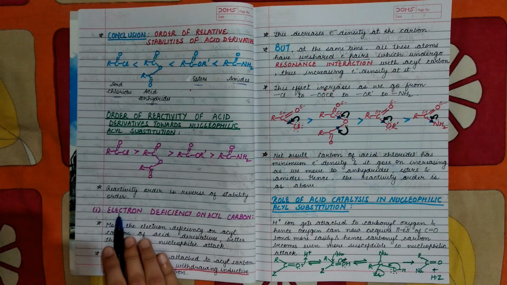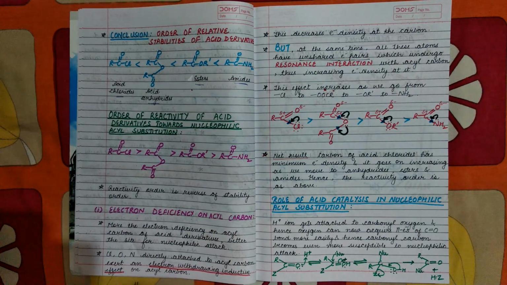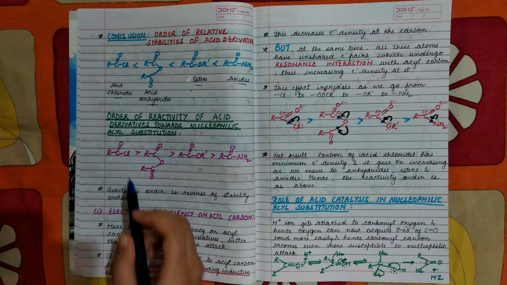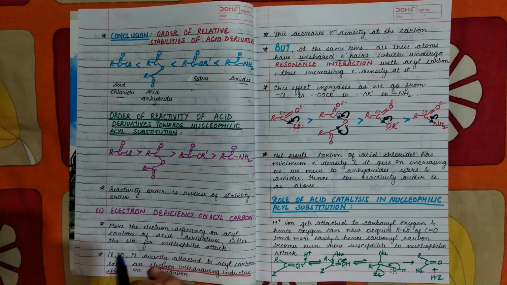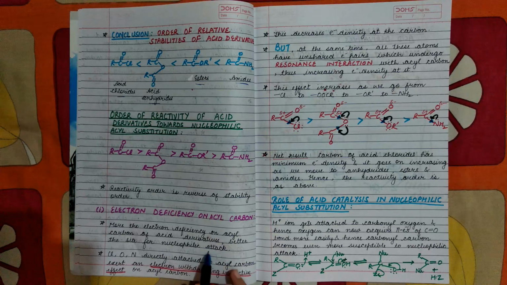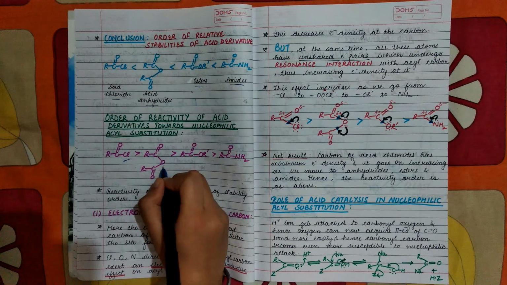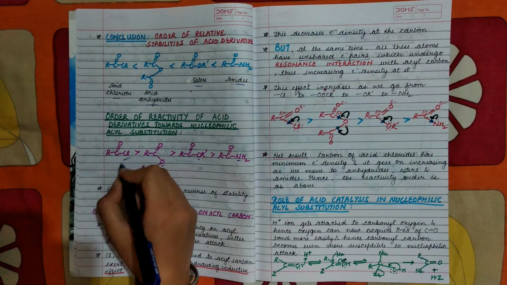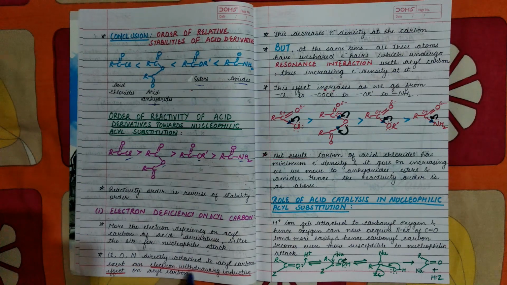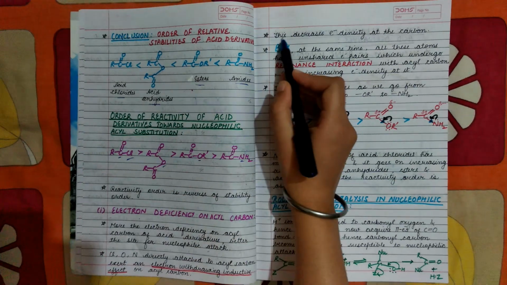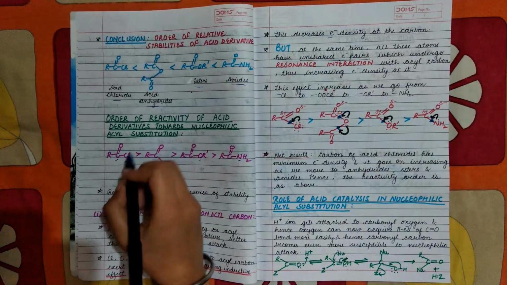Now the first factor is electron deficiency on the acyl carbon. The more the electron deficiency on the acyl carbon, this is the acyl carbon of the acid derivative, the better the site for nucleophilic attack. Chlorine, oxygen, nitrogen directly attached to the acyl carbon exert an electron withdrawing effect. These all are electron withdrawing groups, so they exert an electron withdrawing inductive effect on the acyl carbon. This decreases the electron density of the carbon, this carbon.